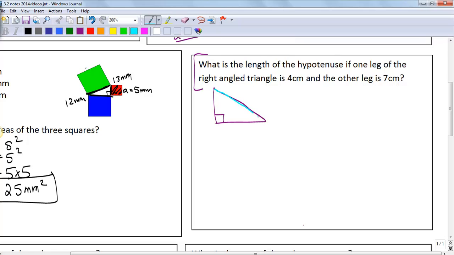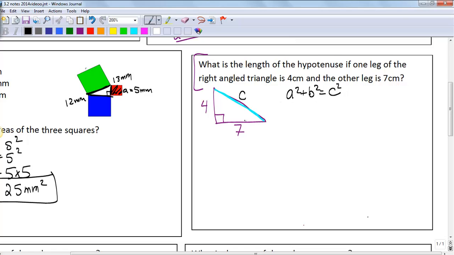So that means I'm trying to find that side. Right, so one side's 4, one side's 7. Doesn't matter which is which, however you draw it, however you label it, we'll all get the same answer. Step number 1, that's my picture. Now remember that the hypotenuse is always the C, right? In this formula, A squared plus B squared equals C squared, hypotenuse is always C squared. That's what I'm trying to find out.